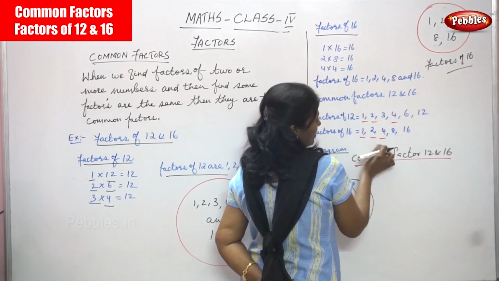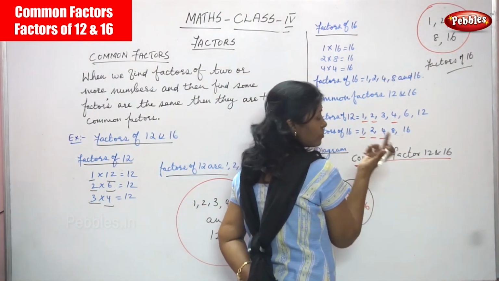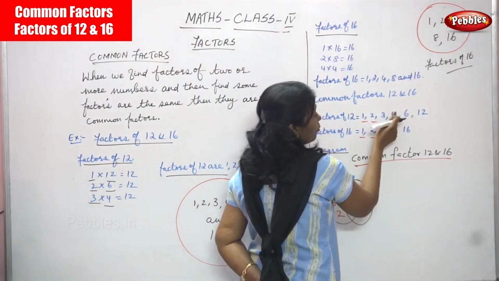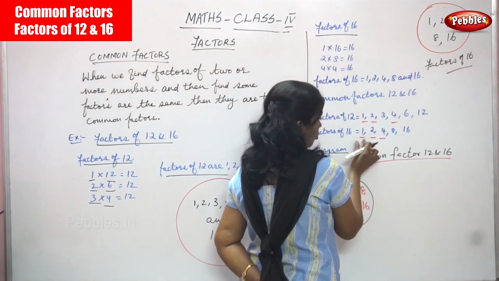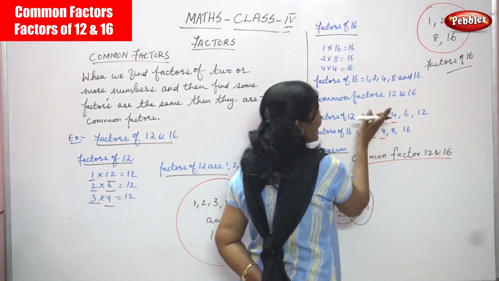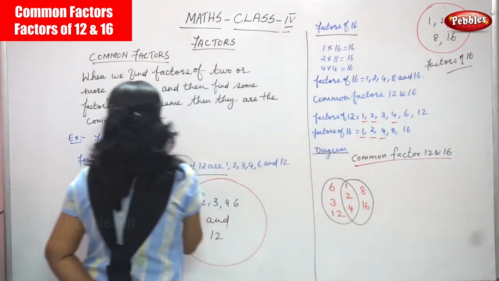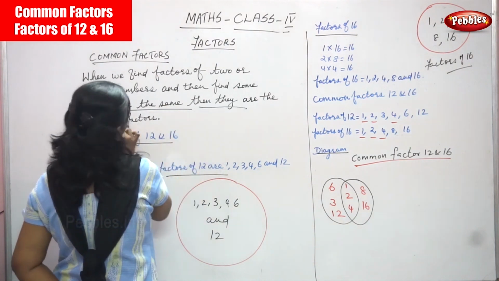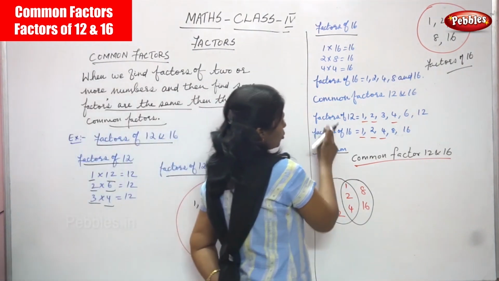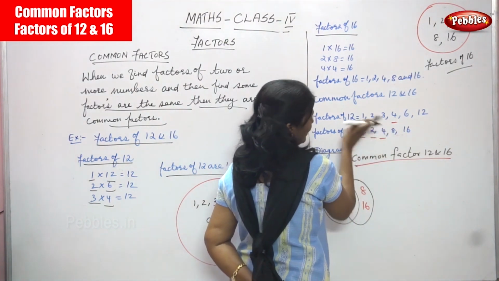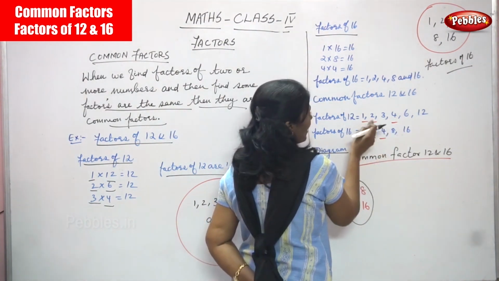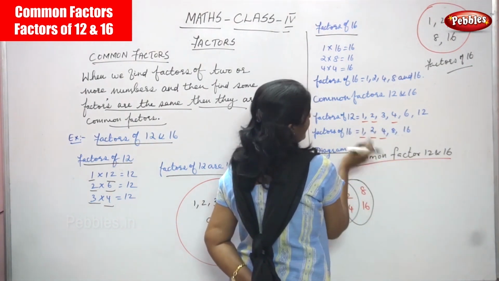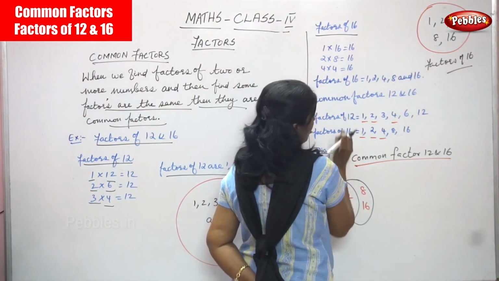So some factors are the same in both places, present in both places. 1 is present in both places, 2 is present in both places, and 4 is present in both places. So these factors, 1, 2 and 4, are what they mention: some factors are the same, and those are the common factors. We have taken two numbers, and some factors are the same in both numbers. So 1, 2, 4 are present in both numbers. These are the common factors of 12 and 16.